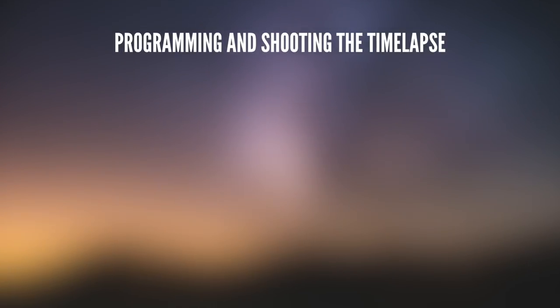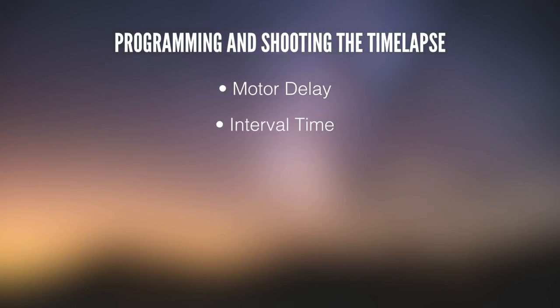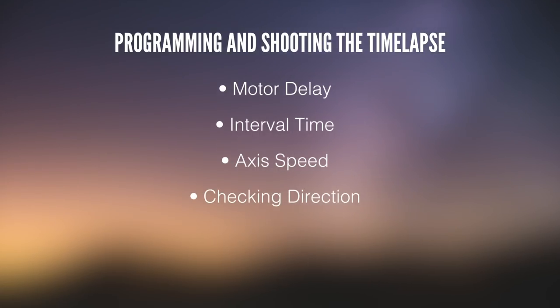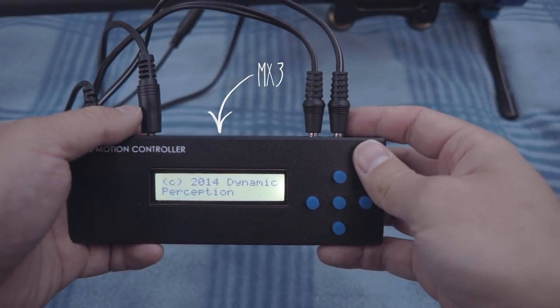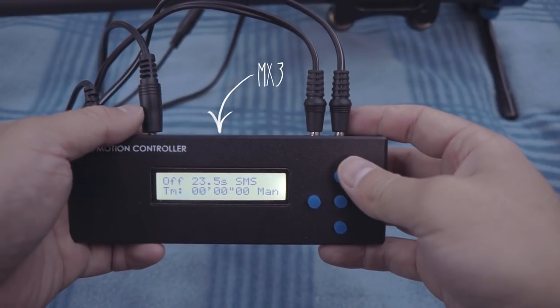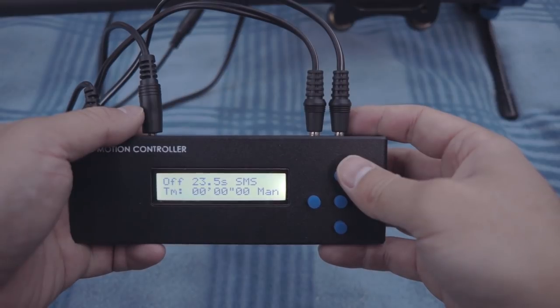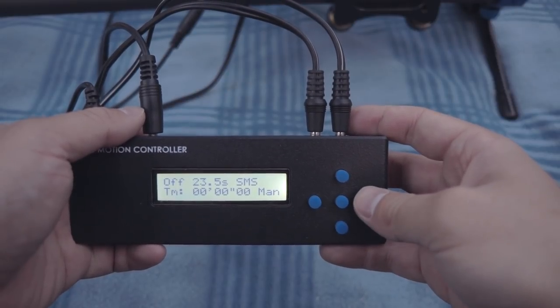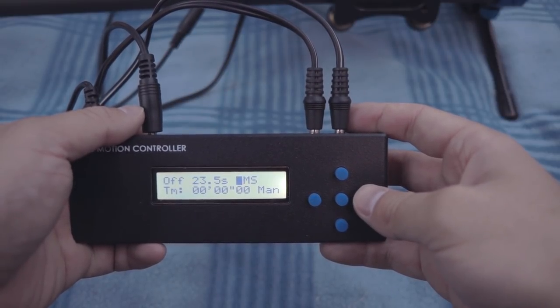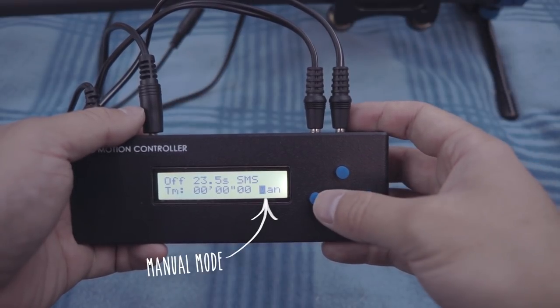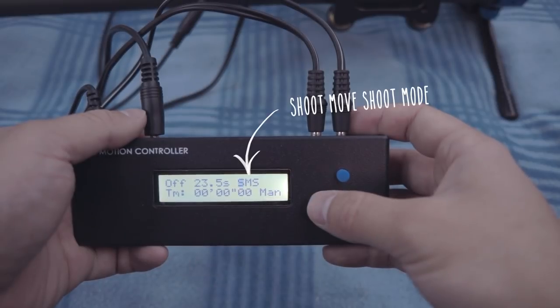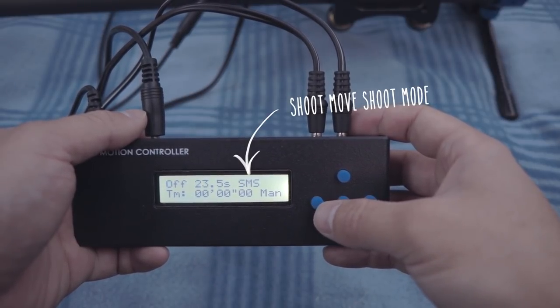So in this section, we'll talk about programming the motor delay, setting the interval time, programming the speed of each axis, checking the movement directions, and finally shooting the time lapse. The MX3 motion controller gives us a rather simple way to program each of our axes independently. When we first power on the MX3, we're greeted with this program control screen. For this demonstration, I'll be using the manual setting mode so that we can program each of the axes independently, and I'll be using the shoot-move-shoot mode so that the slider doesn't move while the camera is exposing.